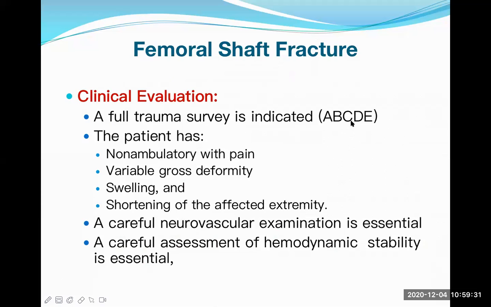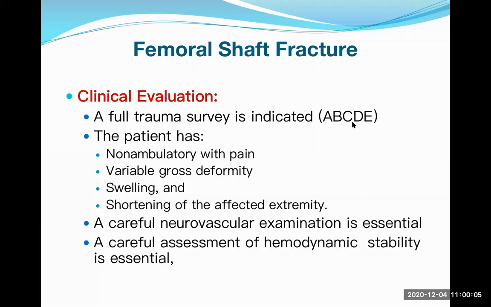So A, B, C, D, and E are done. I'm sure you still remember the meaning of these alphabets. A means Airway. B is Breathing. C for Circulation. D is Disability. And E means Exposure. Excellent.